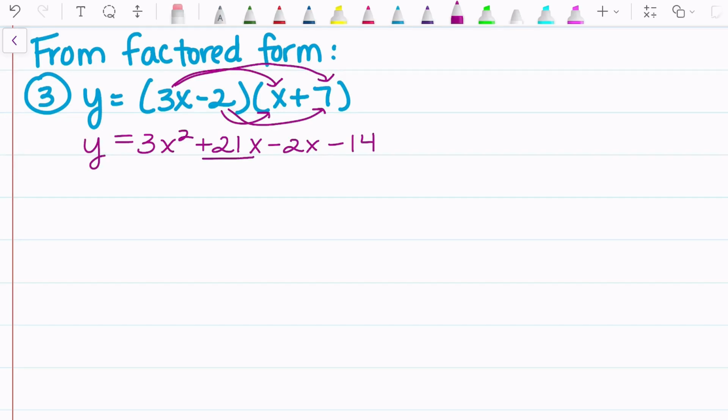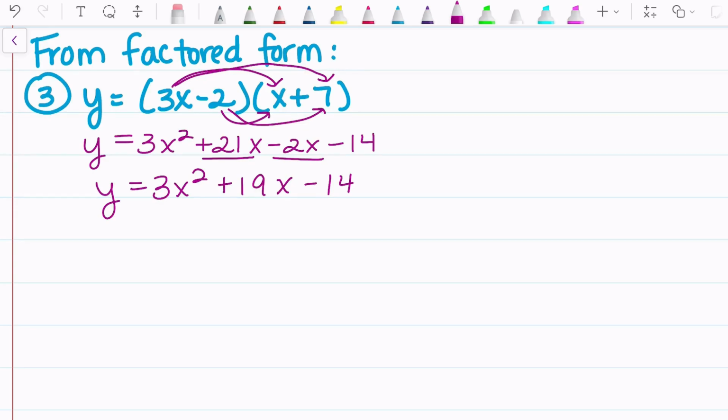Lastly, I'm going to combine my like terms. So I have y is equal to 3x squared plus 19x minus 14. Just like the last problem, you could check this one using Desmos and making sure that your factored form matches up with your standard form.